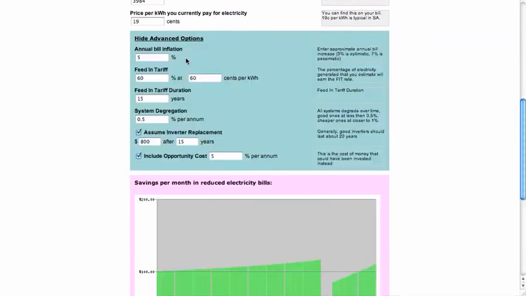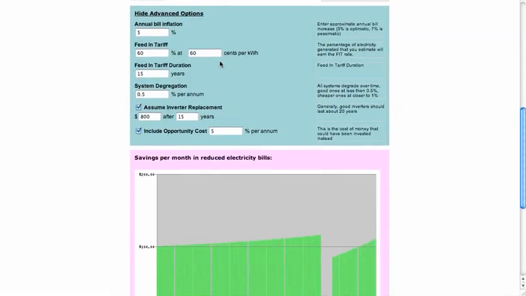And then let's have a look at these advanced options. These are interesting because not many other calculators take these into account. Annual bill inflation: electricity prices, as you probably know, are always going up. That's quite optimistic, I would argue, for only 5%. If you're a pessimist, stick 8-9% in there, if you think electricity prices are going to go even higher due to carbon taxes and all that good stuff.